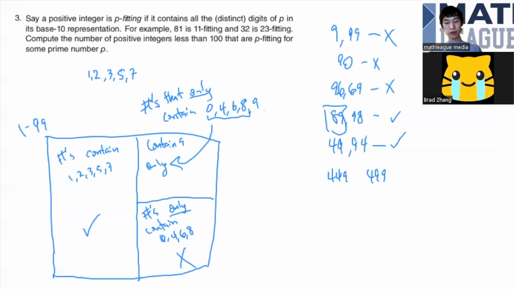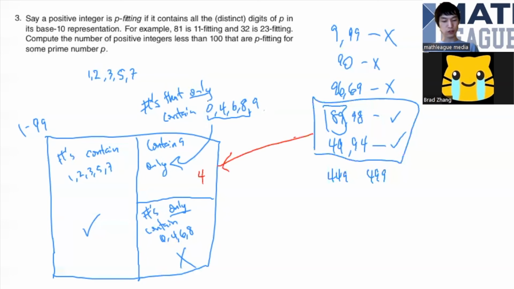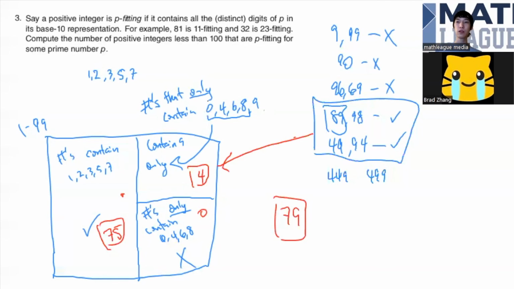So now what we found out. In this section, we have 4 numbers. Just these 4 numbers are p-fitting. In this section, we have 0 since they're all not p-fitting. In this section, the numbers that contain 1, 2, 3, 5, or 7, there are 75 of these. So in total, how many p-fitting numbers do we have? We have 75 plus 4 for a total of 79 p-fitting numbers.